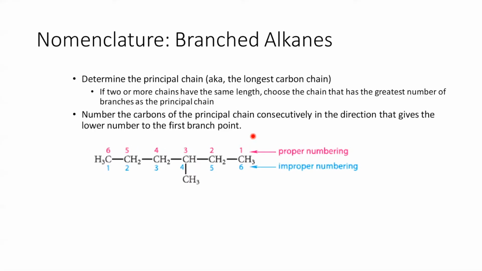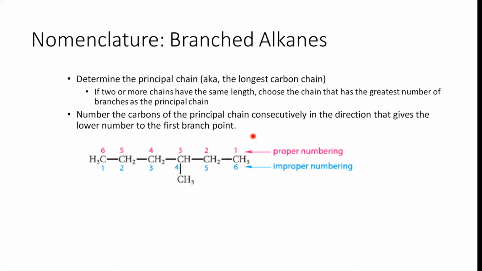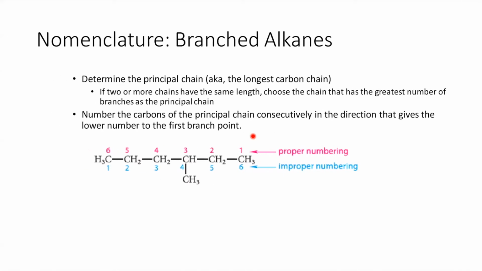Okay, so once we are able to number that and know where to number it from, and if this has more branches, it can have several different branches, it's still the same process, just whichever one branches at the lowest number.